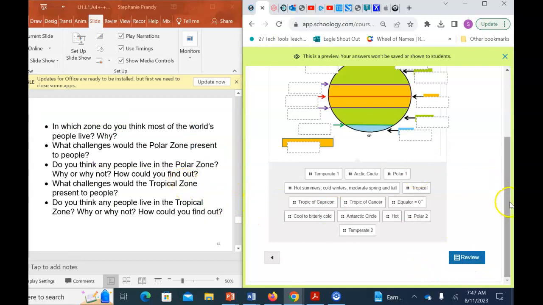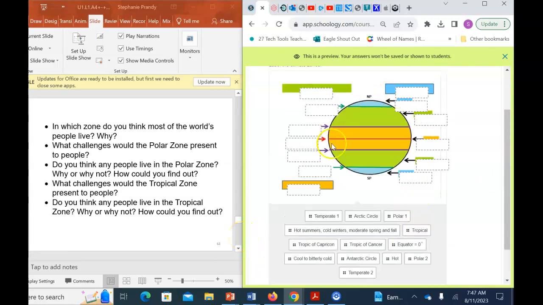Okay, so a few review questions that we have. Which zone do you think most of the world's people live in? So I kind of answered that with this question. Most people live in the temperate zone. It is the largest area.